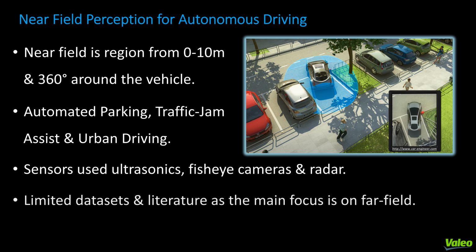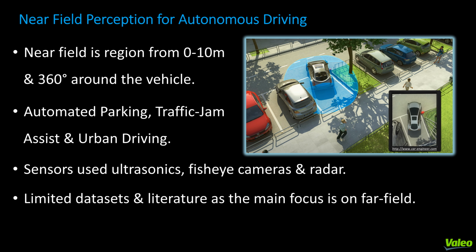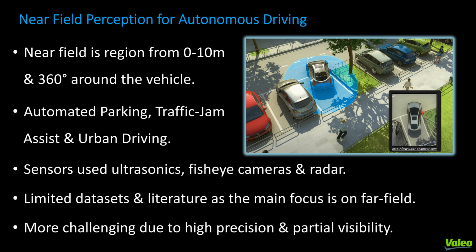There are limited data sets and very little work on near field perception tasks as the main focus is on far field perception. In contrast to far field, it's more challenging due to high precision object detection requirements of 10 centimeter. For example, if you look at the parking scenario in the figure on the right, the car needs to be parked in a very tight space with partial object visibility and no room for error, requiring very high precision.